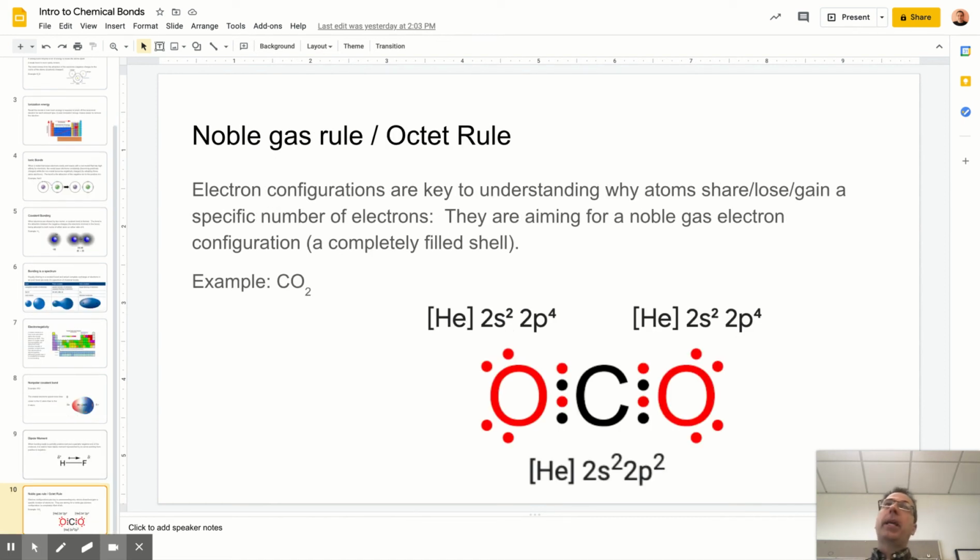So how many electrons will the different elements share? How many bonds will they like to form? Like, why is it H2O and not just HO? And the answer really is about electron configuration. It's about completeness, and it has a name. I was taught the octet rule. In the book, I noticed it's called the noble gas rule.